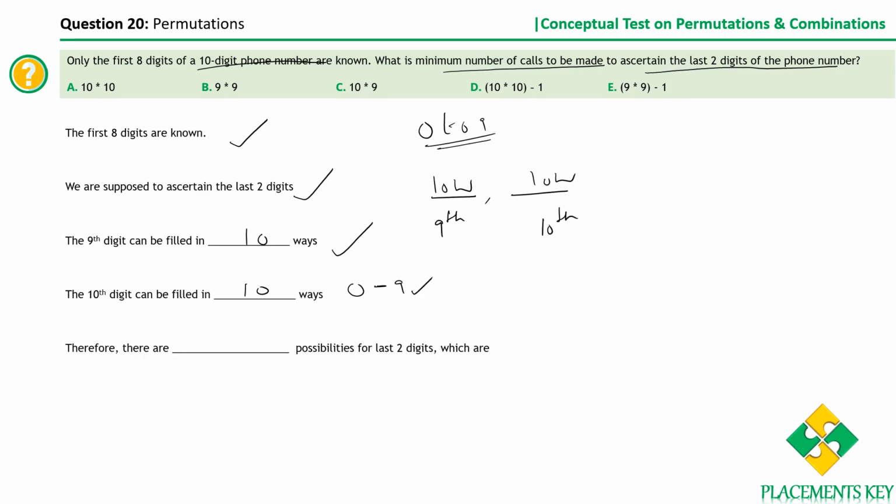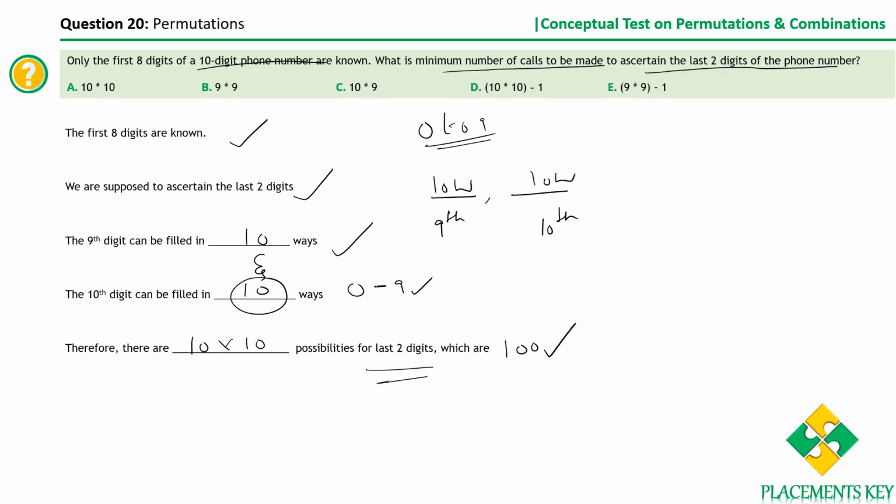Therefore, there are totally how many possibilities for the last 2 digits? The ninth digit can be filled in 10 ways and the 10th digit can be filled in 10 ways. Therefore, the ninth digit and 10th digit can be filled in 10 ways into 10 ways. So what is the answer? It should be 100. There are totally 100 possibilities for the last 2 digits.